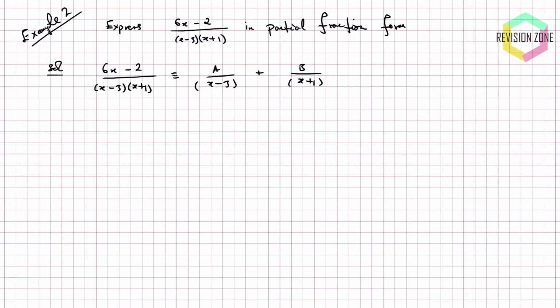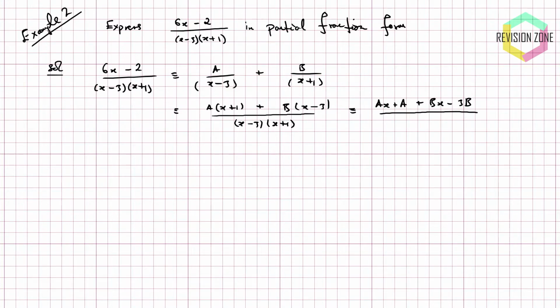So again, as we did last time, let's just combine this. I'll do it slightly faster. And of course, I've already described what I'm doing, which is combining the right-hand side to get a simplified fraction, so I can then equate it to the left-hand side. Expanding the numerator here, I get Ax plus A, and then the other one gives me Bx minus 3B. And then the denominator is obviously the same.